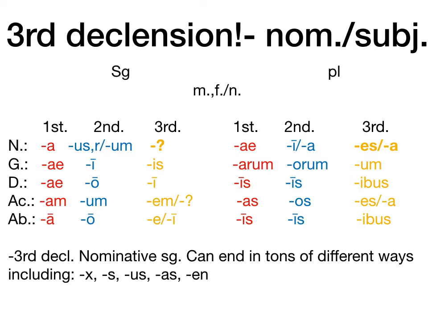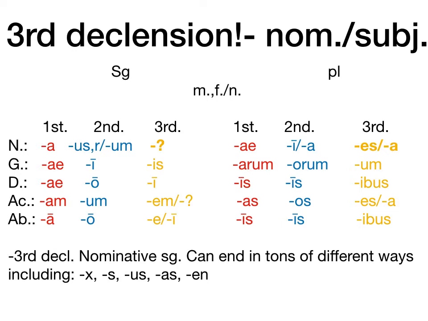It's going to differ for every third declension vocabulary word we get. You see the notes there at the bottom of the screen. We do have some pretty common ones. I really like these third declension nouns that end in X. I think it's a cool set of Latin nouns.